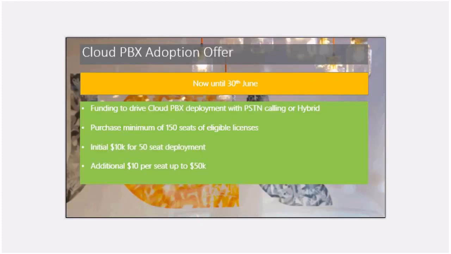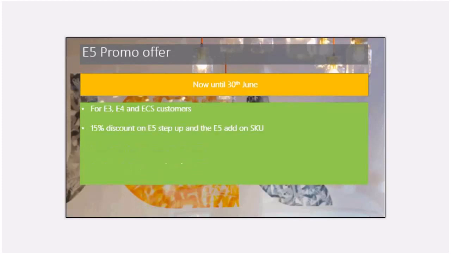On a broader piece, just moving on to the next slide, there is an E5 promo offer which runs out at the end of June. That may well be extended beyond June, but as most people know, the end of June is Microsoft's financial year, so they're keen to ensure that people are looking at their renewals and anniversaries at this particular time. This is applicable for E3, E4, and ECS customers. ECS, if people aren't aware, is the Mobility Suite plus Office 365 E3.